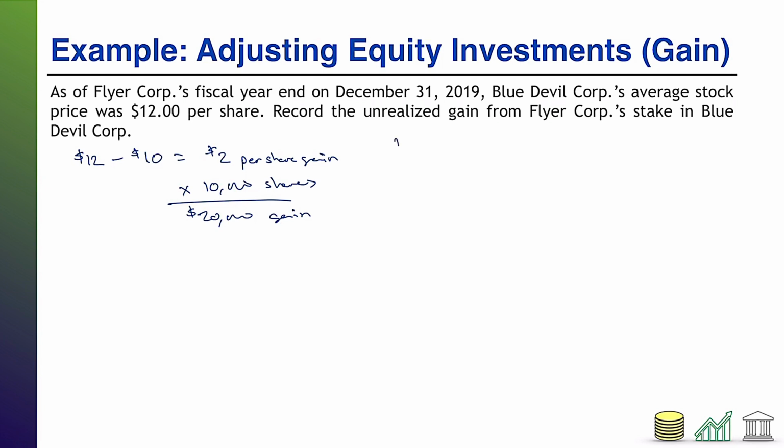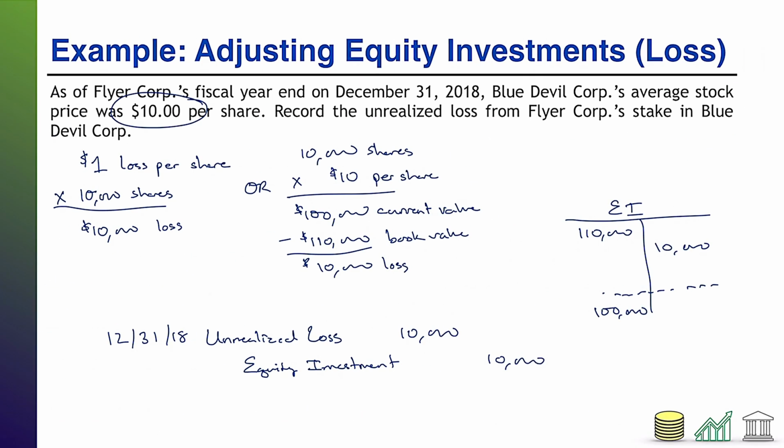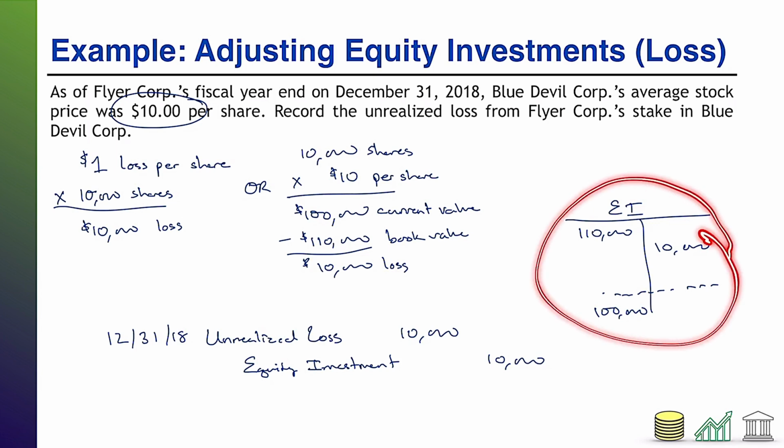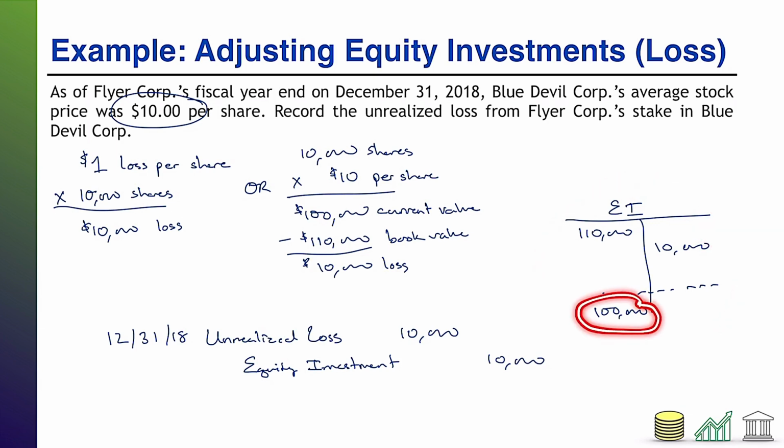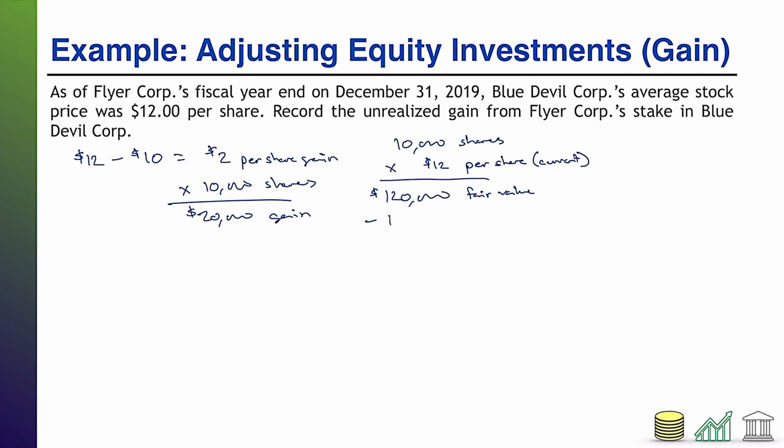The other way we could think about it is we have 10,000 shares that currently have a market value of $12 per share, current value. That means that this is worth a $120,000 investment, so that's the fair value of the investment, minus, here's where you have to look back and say, what is it currently worth on our books, right? It is currently worth $100,000. So minus $100,000 book value, right? That's what we mean when we say book value, the value on the books, leading us to a $20,000 gain.